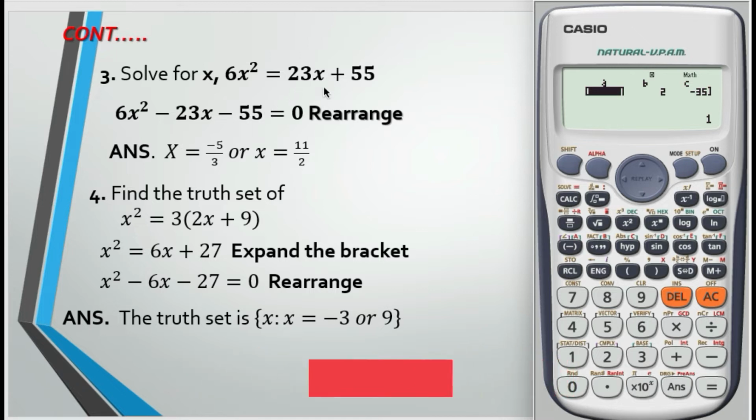So in our local sense, you pick these values across the equal sign. When I pick 23 across, I get negative 23x, and then that of 55 will give me negative 55 equal to 0. Now you type in this equation. So the coefficient of x squared is 6, coefficient of x is negative 23, and the constant is negative 55. Then hit the equal sign.